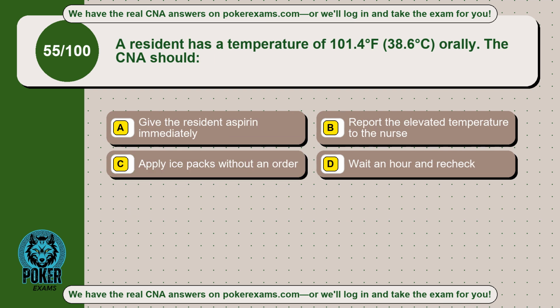Question 55. A resident has a temperature of 101.4 degrees Fahrenheit, 38.6 degrees Celsius, orally. The CNA should: Option A, give the resident aspirin immediately. Option B, report the elevated temperature to the nurse. Option C, apply ice packs without an order. Option D, wait an hour and recheck.